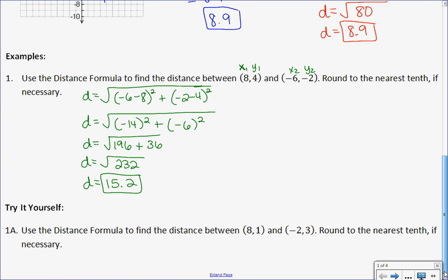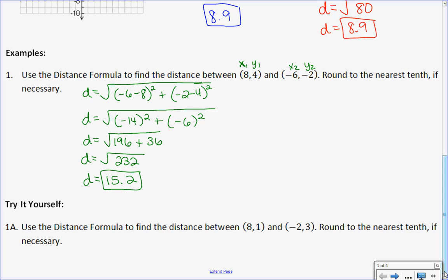Okay. For the try it yourself problem, you're going to do the same thing. Make sure you're using the distance formula. So make sure you label your points, plug them in the right places, and then, again, follow each of those steps so that you're not going to miss something trying to skip a step. So pause the video, work through that problem. When you're ready to check your answer, press play.